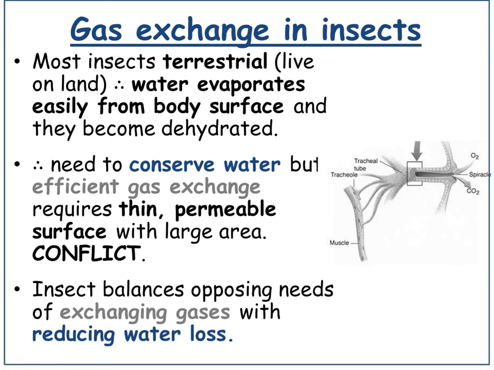Most insects are terrestrial, which means they live on land. They have this problem that they lose a lot of water from their body surface, so they have the tendency to become dehydrated. Very similar to how plants lose water through the stomata. So they need to conserve water, but they also need to exchange gases, which requires a thin, permeable surface with a large surface area. So they're kind of in conflict about the fact they need to get these gases in and out, but at the same time they're also going to lose water. So they need to balance the opposing needs of exchanging the gases with reducing water loss.